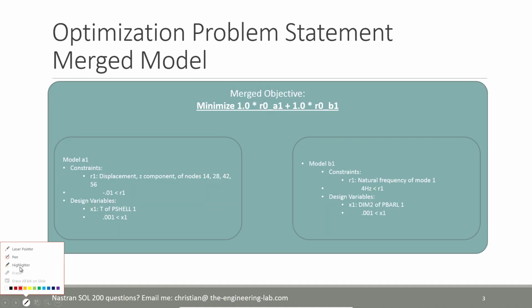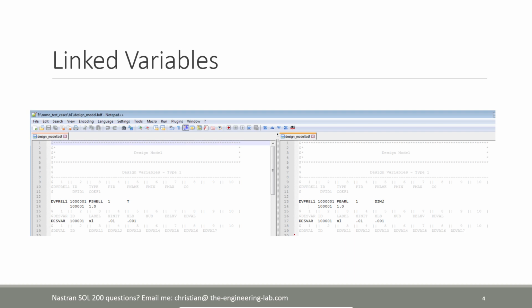If Nastran detects a variable with the same label, it's going to attempt to link these two variables together. Now, there is a strict requirement regarding this linkage, if you will. The design variables are expressed using the DESVAR entry that you see me box here on the screen. It's very important that these fields I'm underlining are identical to the one on the other model.